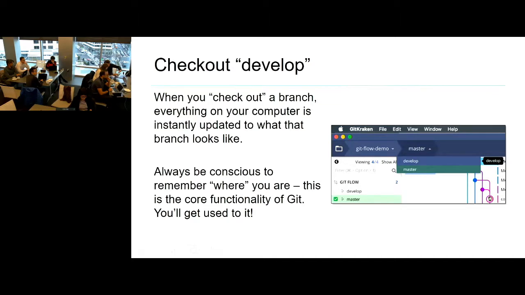So when you check out a branch, everything on your computer is instantly updated to what that branch looks like. I can show you a bit of that in a sec. And the most important thing is to just get a sense of what these navigators do. They put you on different branches, and then in your main, in the repository itself, it'll show you where you are. Everyone's got develop checked out. So we're going to create a feature branch.